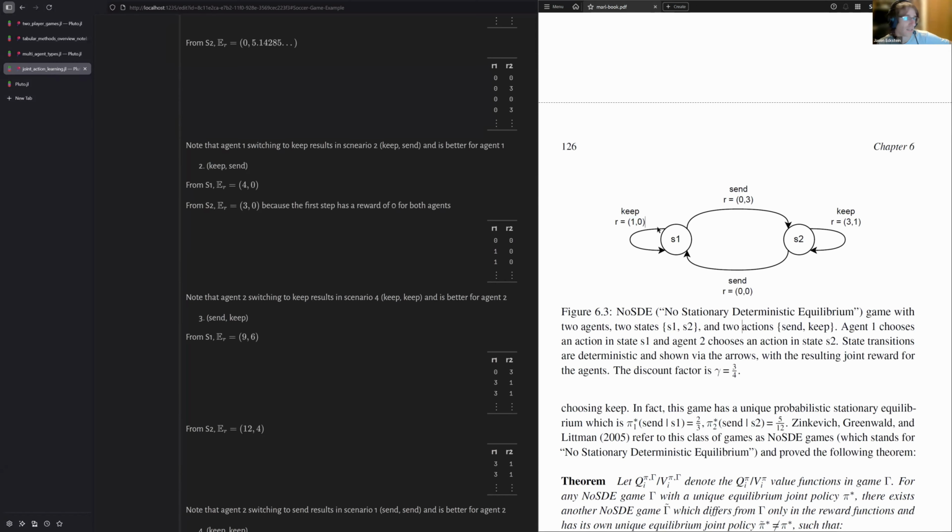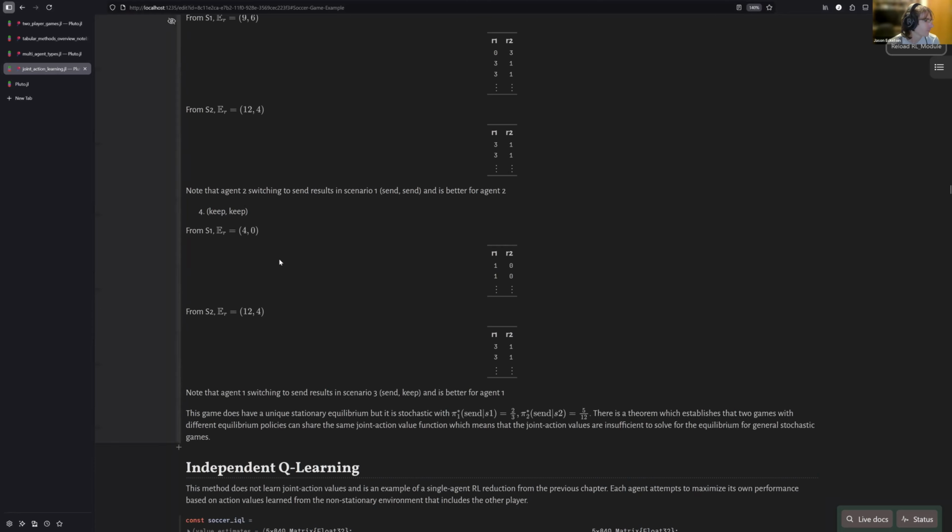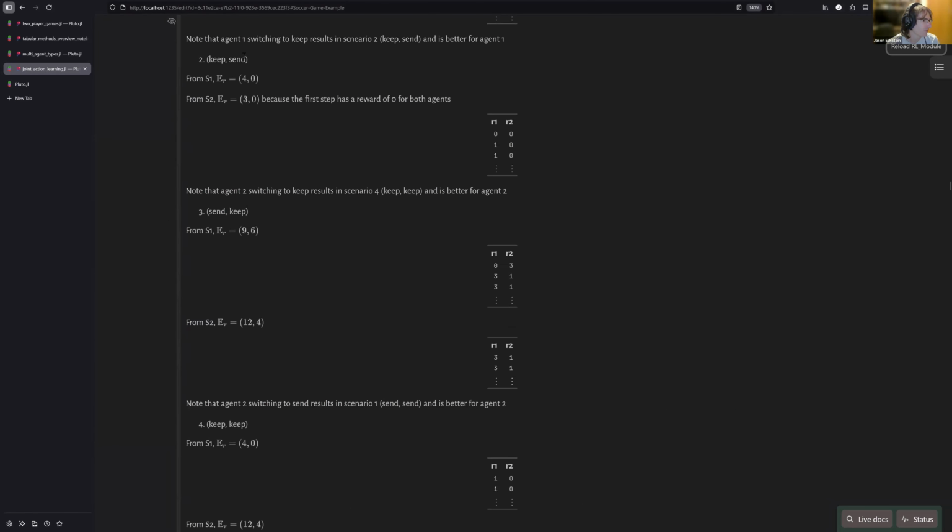And then we can also look at send, keep, which goes the other way. We send, we produce this reward on the first step, and then this reward over and over again, or it just stays at this reward indefinitely. And finally, we have the keep action, which, depending on which state you start in, will just produce this reward sequence over and over. Okay, so here are the values for both agents for all the different policies.